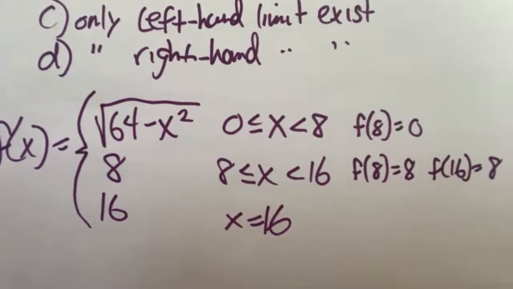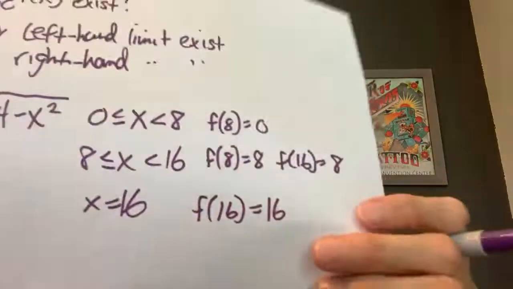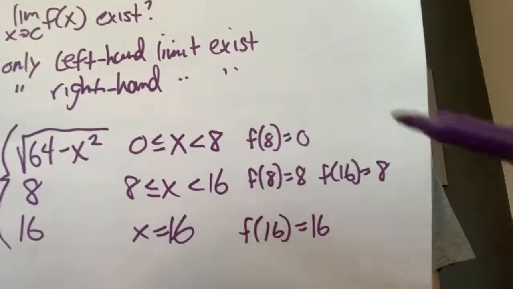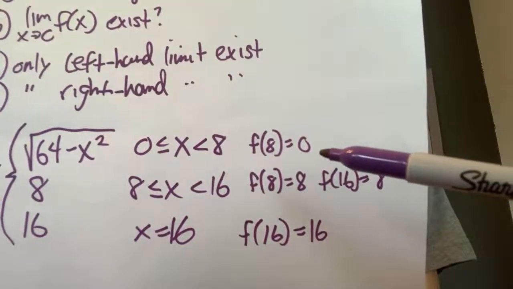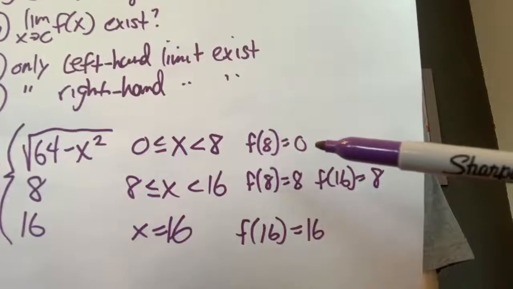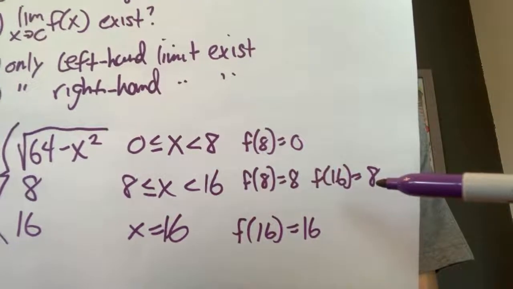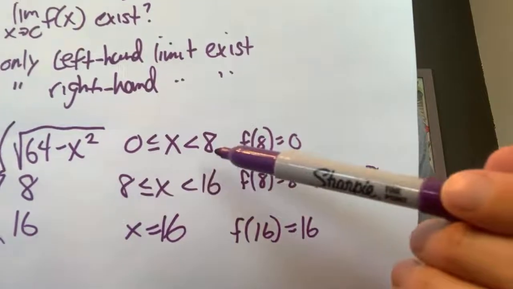Boom, last one, 16. If you plug in 16, you get 16. Okay, so this is a numerical approach to working with this function. I just want to point out that what happens with this function is it jumps from 0 to 8, and then it's continuous. So it jumps from a height of 0 to 8, and it goes from 0 for x to 8. So it's a little bit confusing.